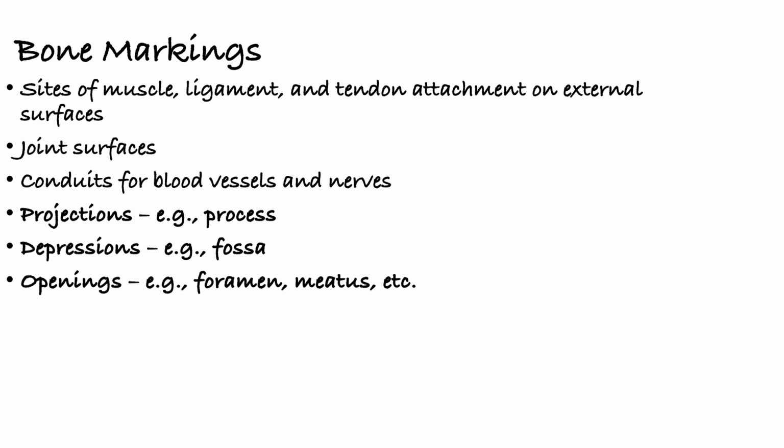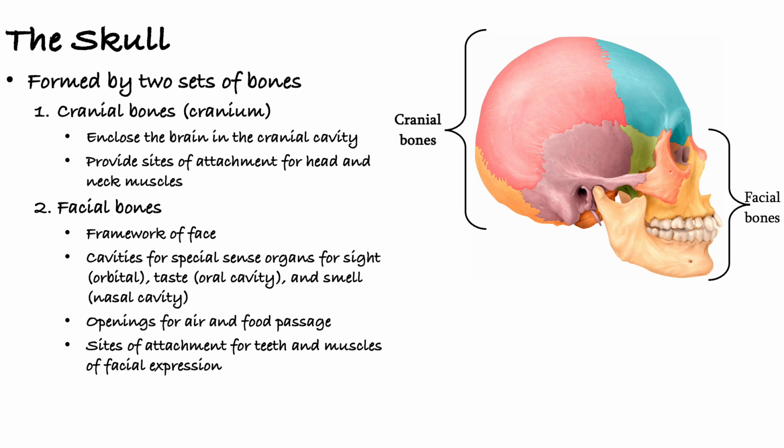There are certain particular ones I'm going to concentrate on now, which are projections. Whenever you see a projection, something sticking out, we use the term process. When you see a pit or a shallow groove, we call that a fossa. And anytime there's an opening, a hole, we call that a foramen or meatus. It really just depends on what we're looking at, but I'm going to be walking you along as we go. So we're going to start with the skull.